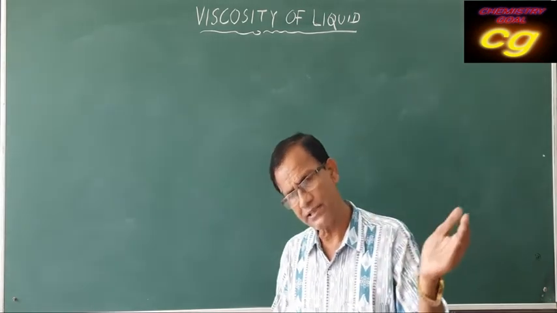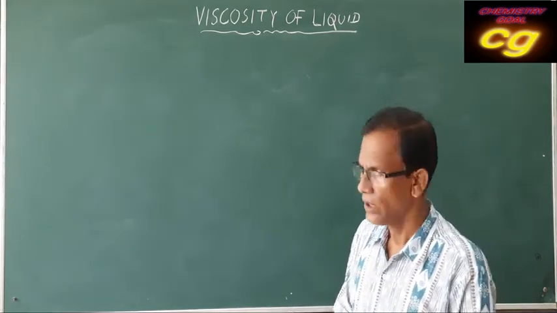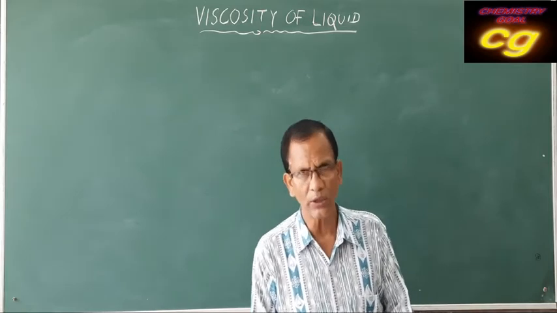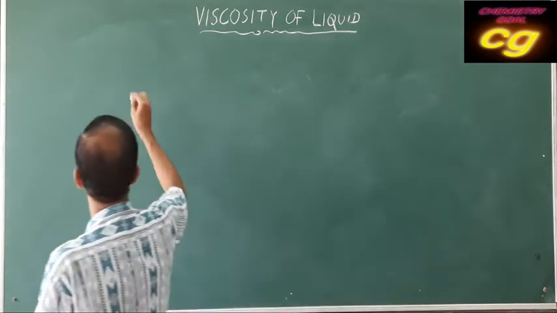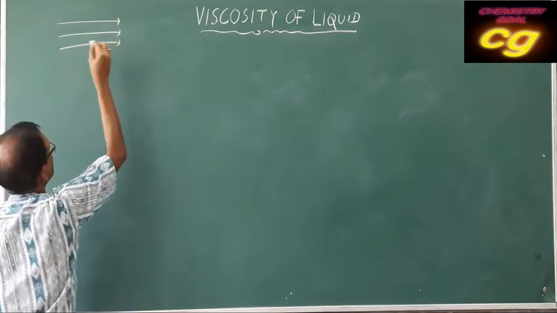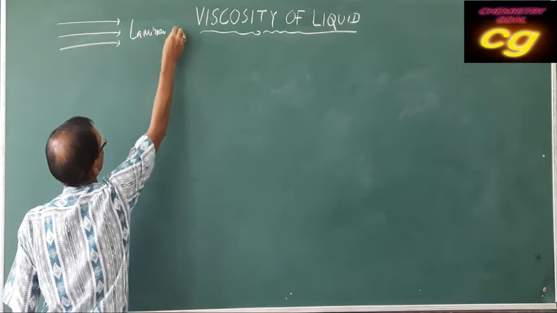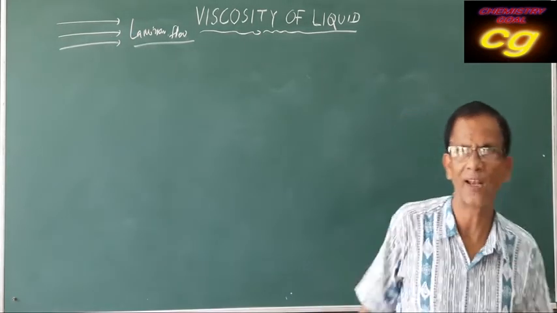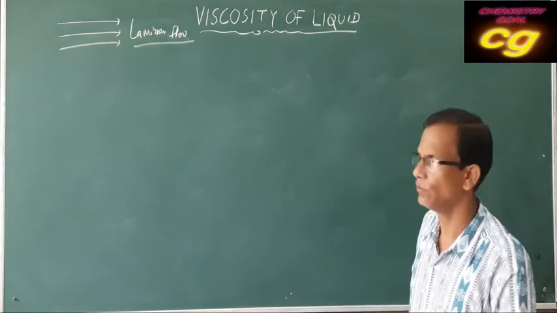So some liquids can easily flow, some cannot. This difference can be explained by the intermolecular force that exists between the molecules of liquid. Generally, liquid flows in the form of layers. If you see, it flows in the form of layers, and that is called laminar flow. Laminar flow means in the form of layers: first layer, second layer, like this, in different layers, liquid flows.